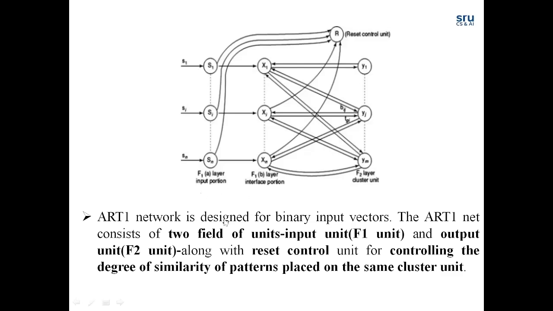Here it is designed for binary input vectors. In this portion we have the input layer, then the interface portion, and here the cluster units. This network consists of two fields of units: the input unit called the F1 unit and the output unit called the F2 unit, along with a reset control unit for controlling the degree of similarity of patterns placed on the same cluster unit. So here we have the reset control unit. What is the function of this reset control unit? It controls the similarity degree of patterns placed on the same cluster units.